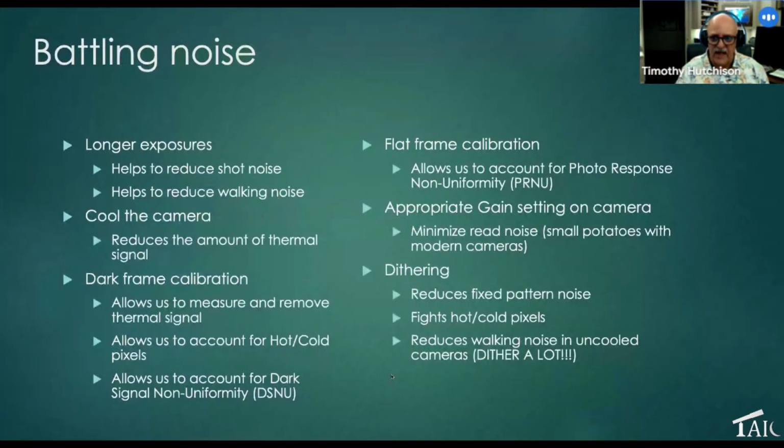Setting the appropriate gain on the camera to minimize read noise. I've already kind of said that's sort of small potatoes with modern cameras, but we're going to talk about that a little bit more in a moment.